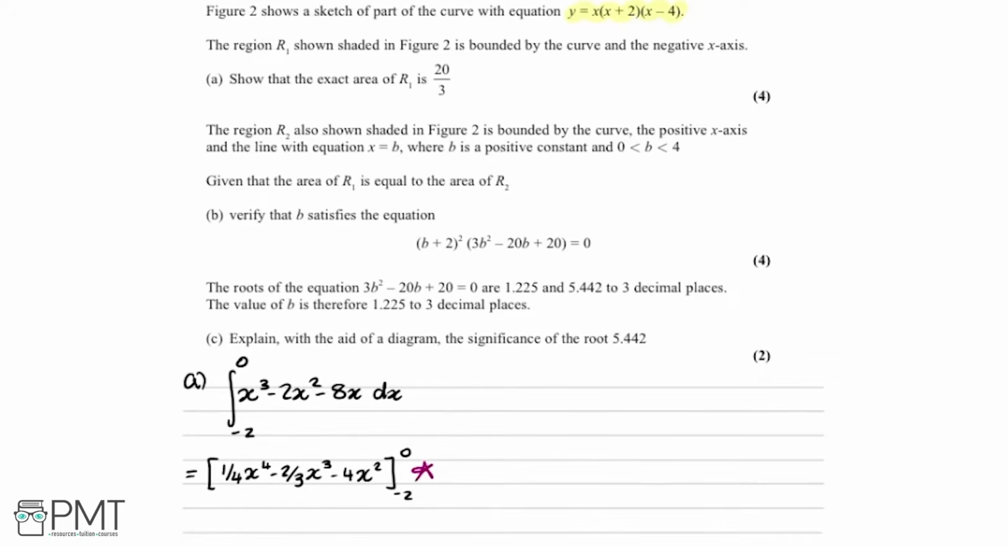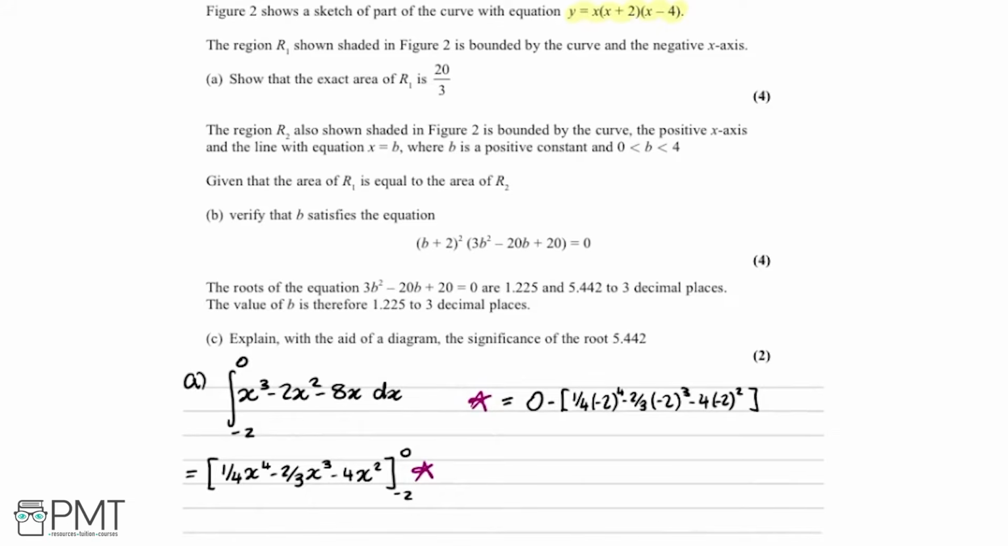Great, so we're now going to evaluate this up here. We're first going to sub in x equals 0. We can see we've got an x in each of these three terms, so it would just go to 0. So when we sub x equals 0 in, it actually just goes to 0. And then we're going to take away, and then we're going to sub in x equals minus 2. So doing that, we get a quarter times minus 2 to the power of 4, minus 2 over 3 times minus 2 to the power of 3, minus 4 times minus 2 squared.